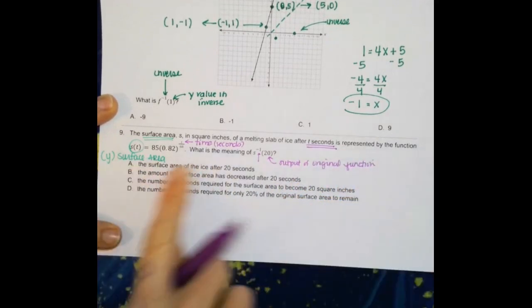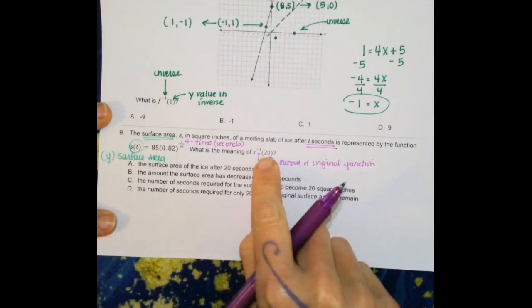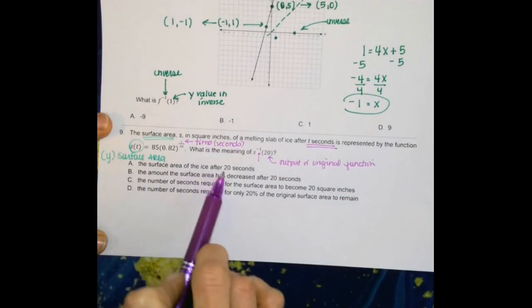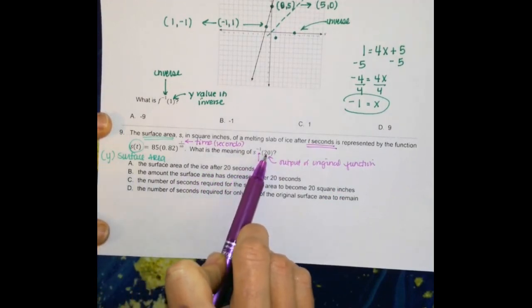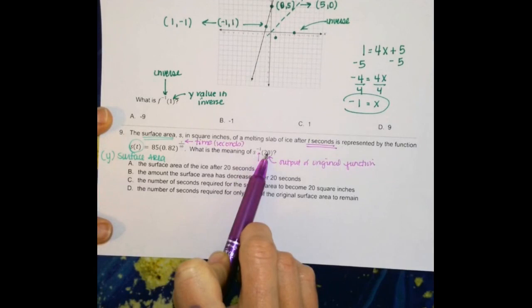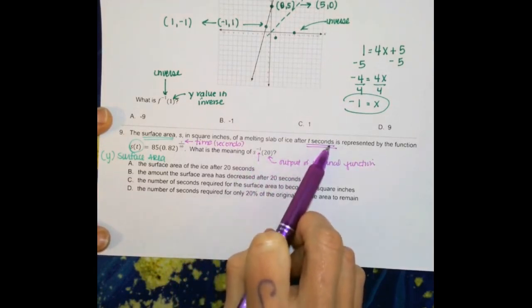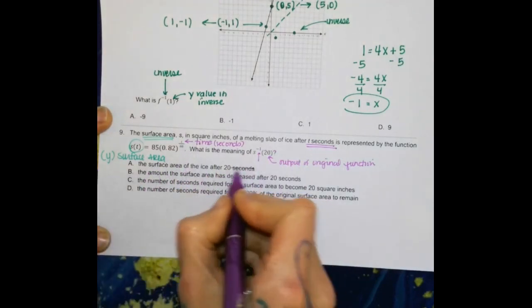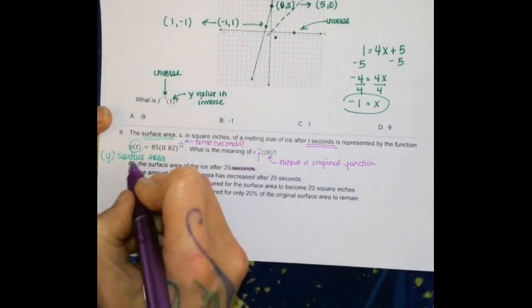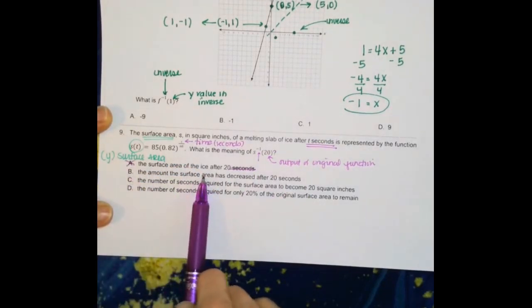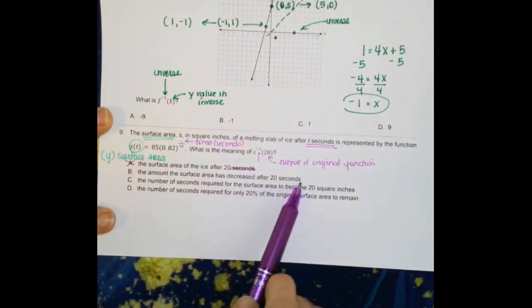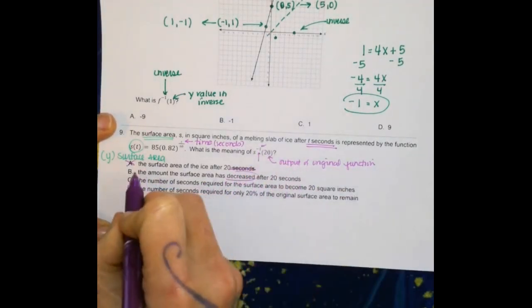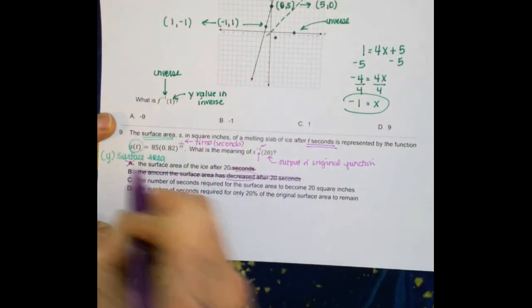Our answers are not asking us to do the math. So we just have to understand that the output is going to be surface area. So the surface area of the ice after 20 seconds, if you misunderstood this to now be the x value, because if this was S of 20, it would be the x value, or seconds, the t value, but it's the inverse of such. So it's not the seconds, it is the surface area. So this guy's out. The amount of surface area has decreased after 20 seconds. I'm assuming decrease came from that -1, but that's making things up again. This is a terrible answer if we know what we're doing at all.